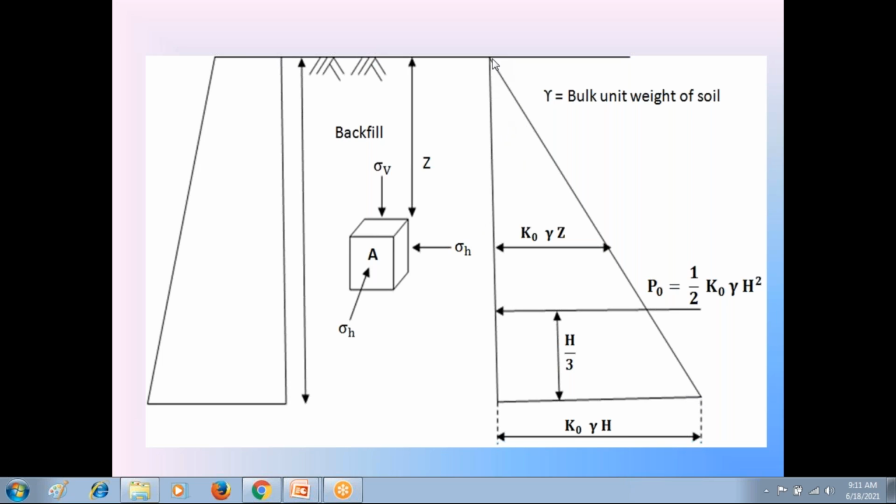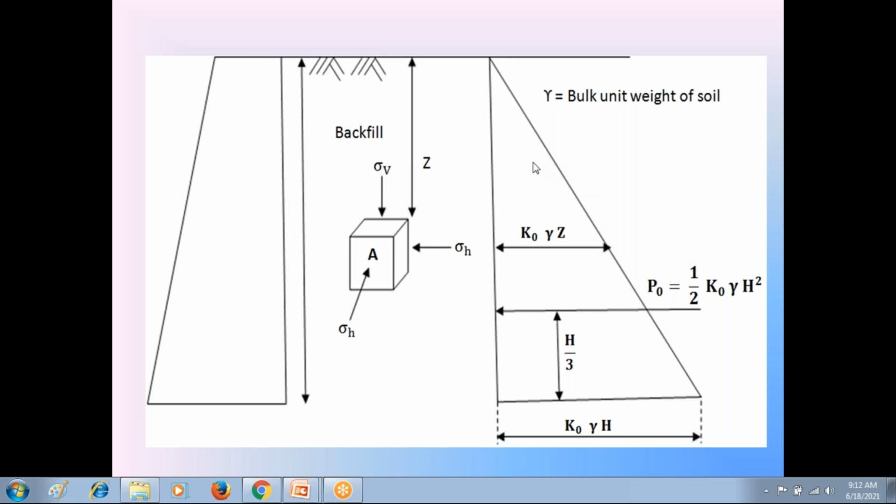From the top of the retaining wall to the bottom of the retaining wall, the horizontal earth pressure is distributing in the triangular form. At the top, the earth pressure is 0. At the bottom, the earth pressure is K naught into gamma H. This is the distribution diagram of the horizontal earth pressure in the at rest condition. Please focus on the distribution diagram. This diagram is called the at rest horizontal earth pressure distribution diagram.